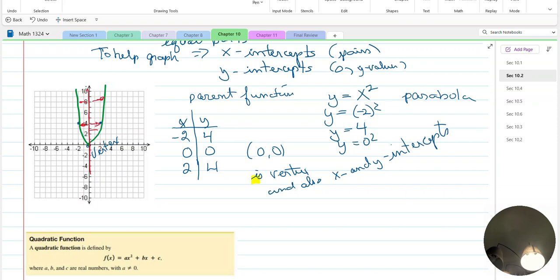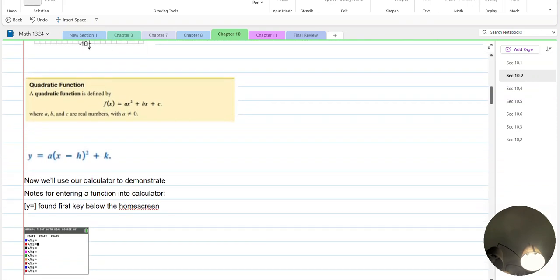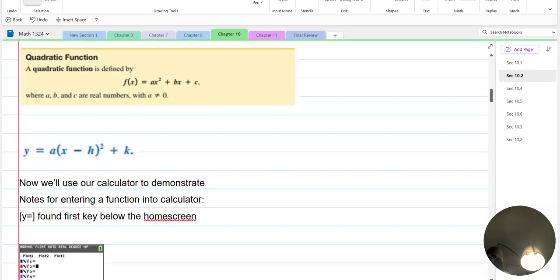All right. So now let's study about what they mean. So in this section right here, this is from our textbook, it has it listed as the function as some value x squared plus some value bx plus some constant. And this is called the standard form.